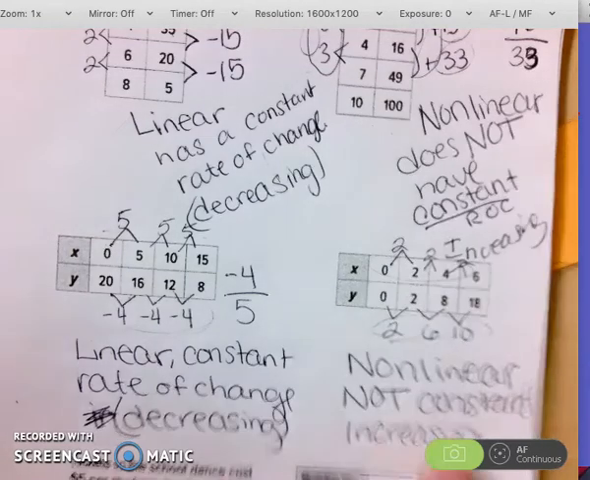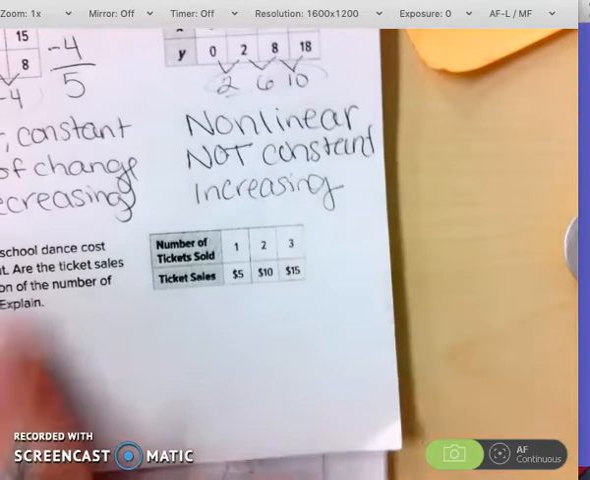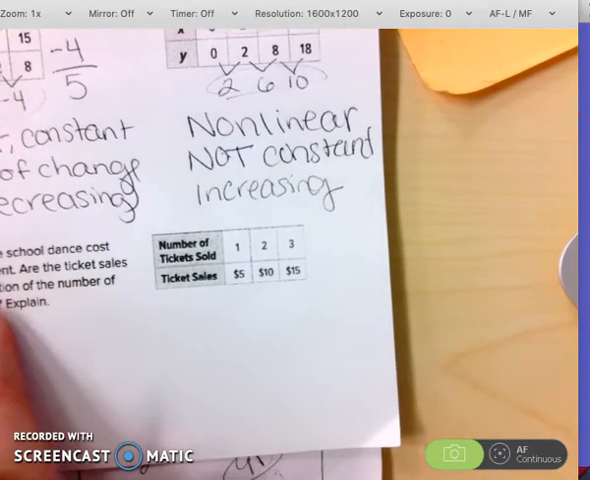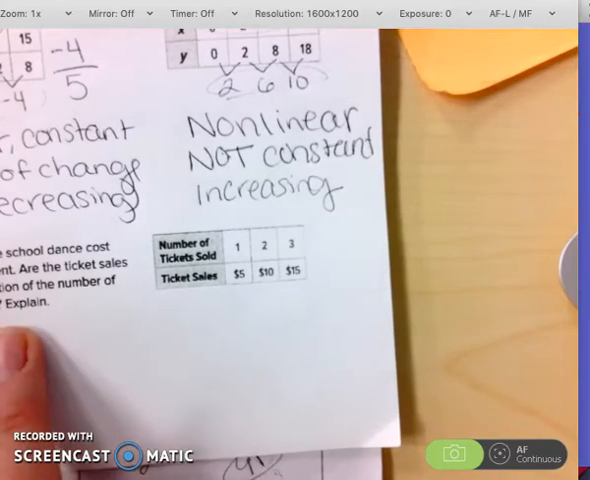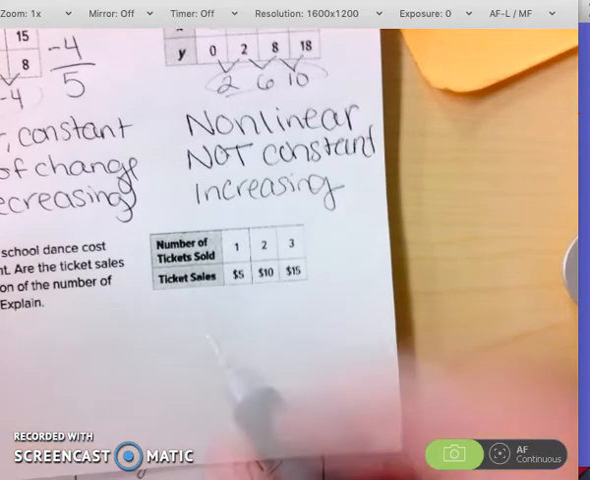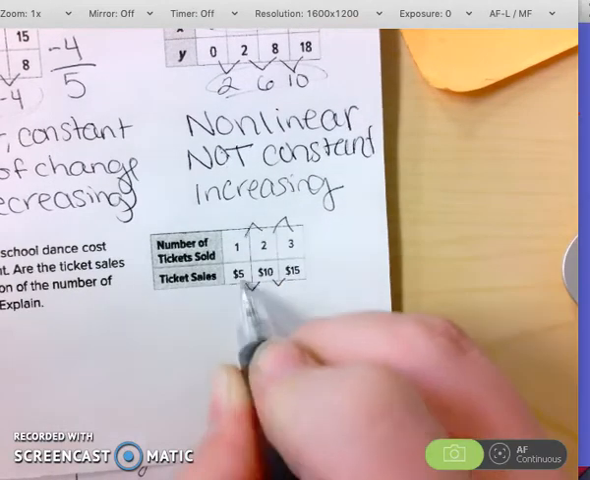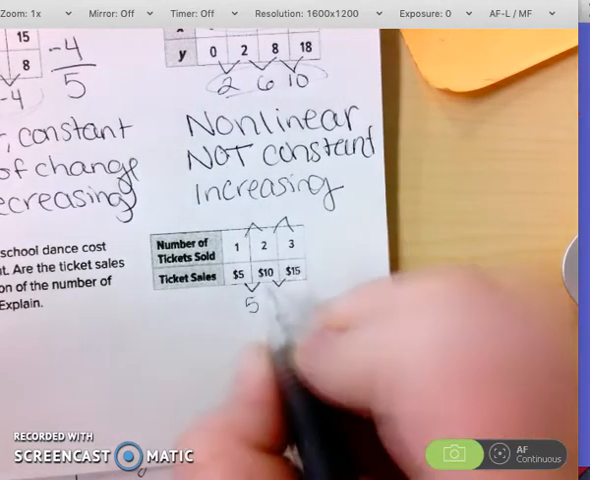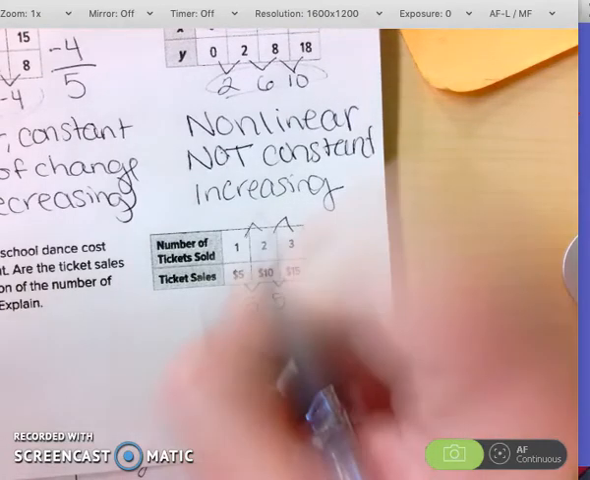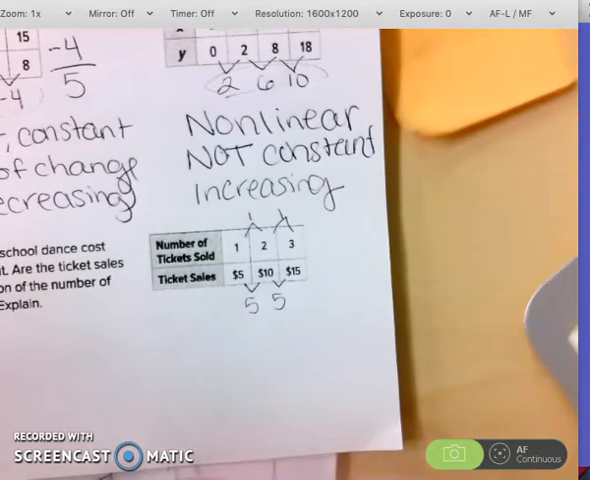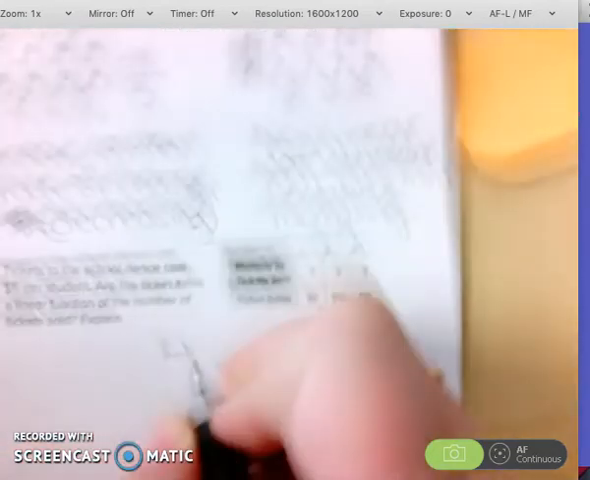Our next problem. Tickets to the school dance cost $5 per student. Are the ticket sales a linear function of the number of tickets sold? So we're just going to be looking for our rate of change. Again, 5 to 10, I'm changing by 5. 10 to 15, 5. I'm adding 1 each time to the number of tickets sold. So it is going to be linear.